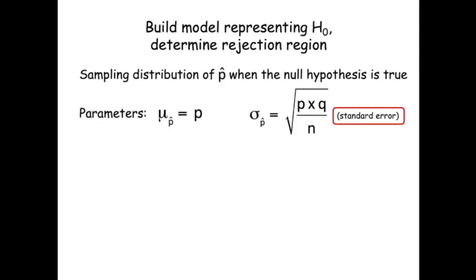The model for the null hypothesis is the sampling distribution of p hat, with the parameters mu p hat and sigma p hat. We'll set the significance level at the standard value of 0.05.